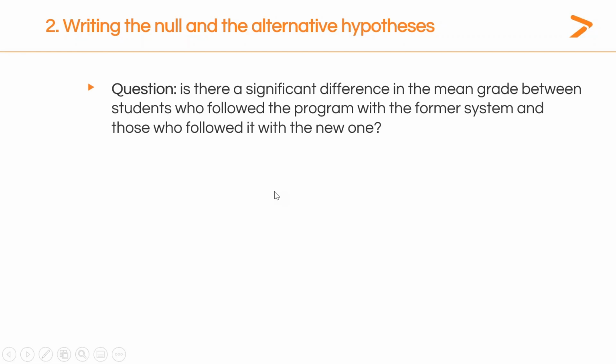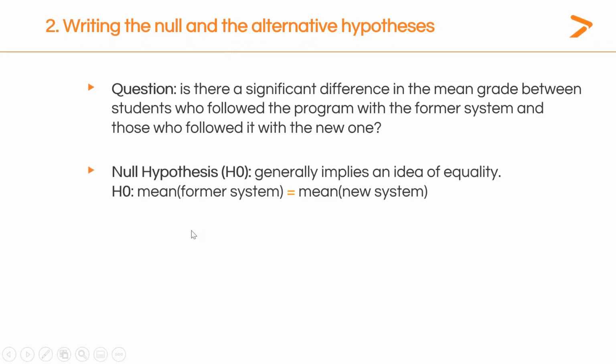Let me take back the different steps I've exposed earlier. So I need to write down the null and the alternative hypothesis. Each statistical test is associated to one null and one alternative hypothesis. Here is how we can write down the null hypothesis, which generally implies an idea of equality. The null hypothesis, or H0, can be written as such: the mean of the former system equals the mean for the new system.